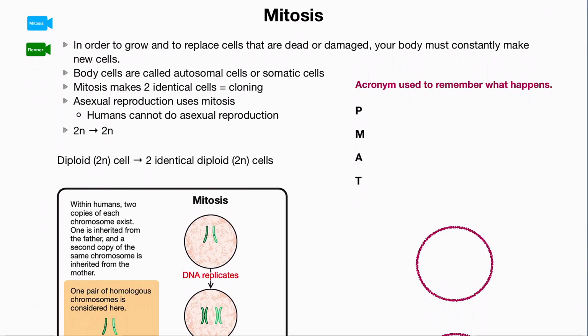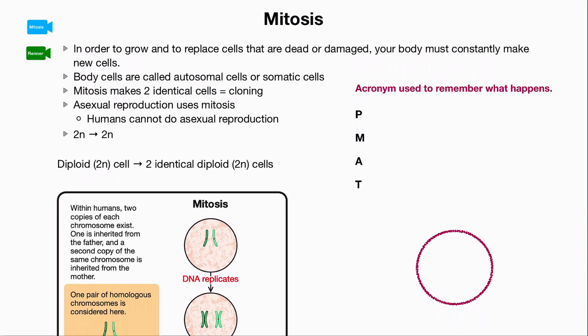Okay, so let's take a look at mitosis. We like to call it mitosis. Why do we call it mitosis? Well, because it results in a 2N cell. So it's a 2N cell giving me 2N cells. They're just cloning the cells, essentially.